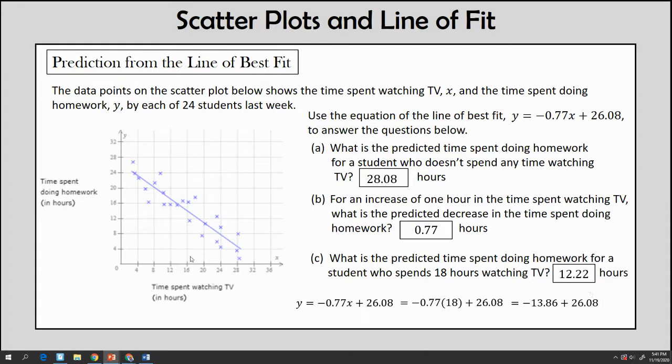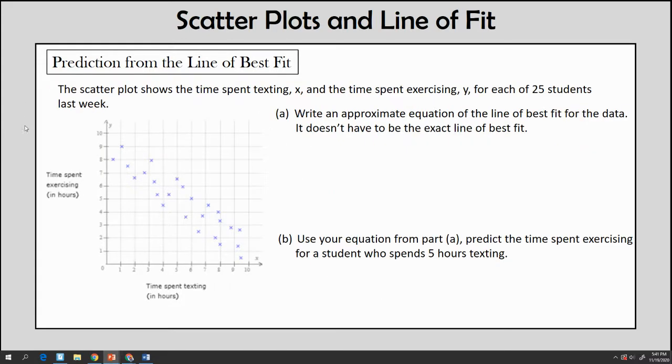And it comes out to be 12.22. So let's just see over here. If we go to 18, which is between these two up here, it's just past 12. So obviously we're pretty accurate right there. So that's another style of question we can do with scatter plots and lines of fit.